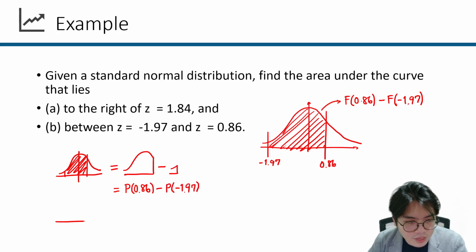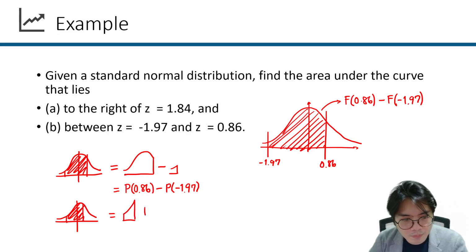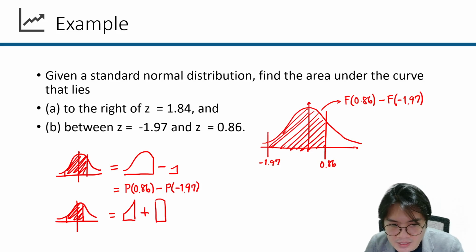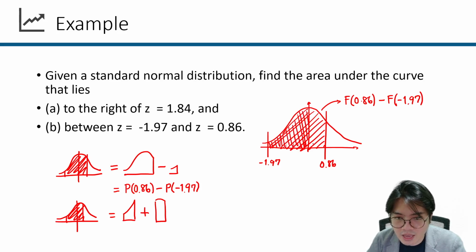What I can also think about this bell curve as is, say, for example, something like this, right? That is just equal to this plus this value right here. What am I talking about? It's this left-hand side and this right-hand side right here.